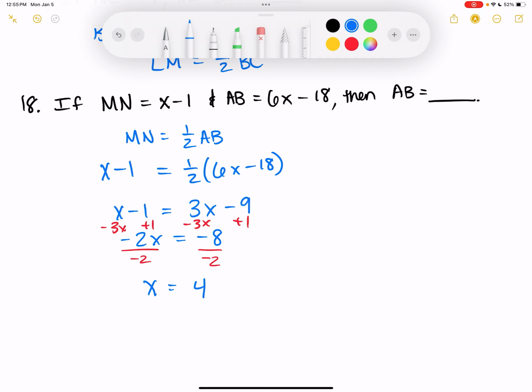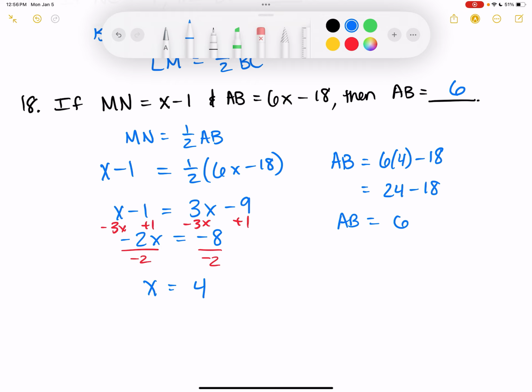Now, am I done? No. That just tells me what x is equal to, but what I'm looking for is AB, so make sure we watch that kind of stuff. So AB is equal to 6 times 4 minus 18, so that's 24 minus 18, which is 6, and so that is what I was looking for, so AB is equal to 6. Questions on that one?